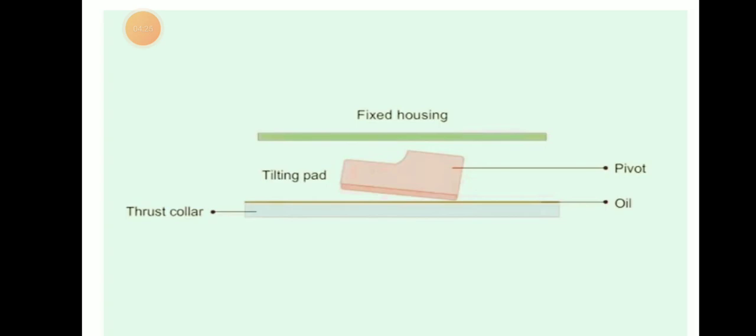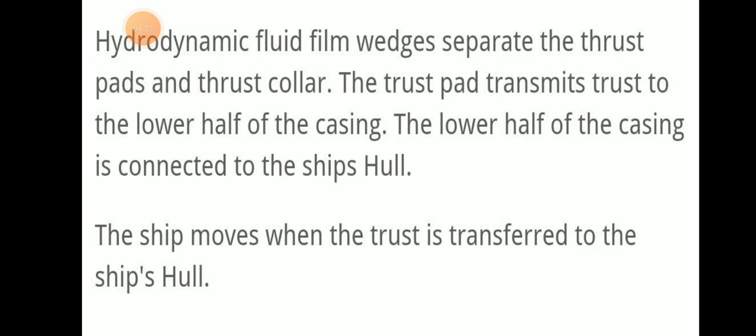Here we can see the fixture housing, with the tilting pads pivoted, the oil, the thrust collar and all. The hydrodynamic fluid film wedges separate the thrust pad and thrust collar.